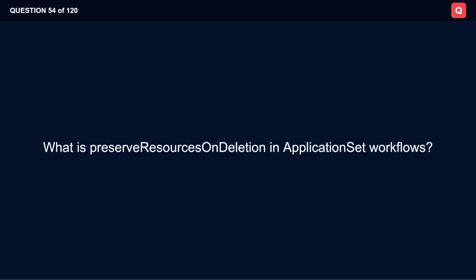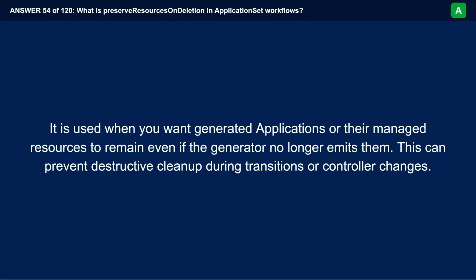What is preserve resources on deletion in application set workflows? It is used when you want generated applications or their managed resources to remain even if the generator no longer emits them. This can prevent destructive cleanup during transitions or controller changes.